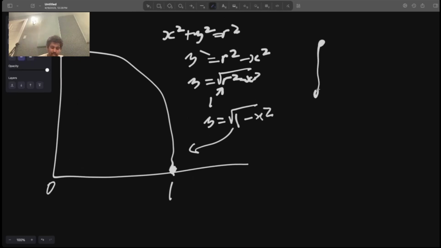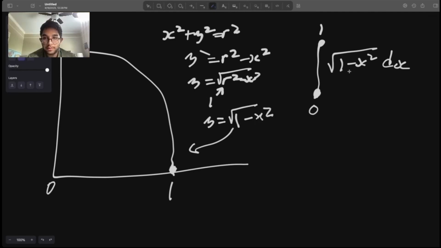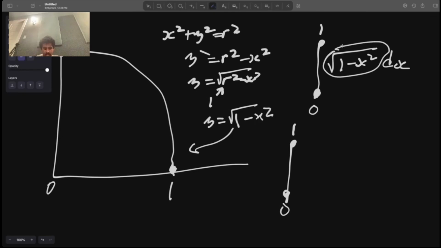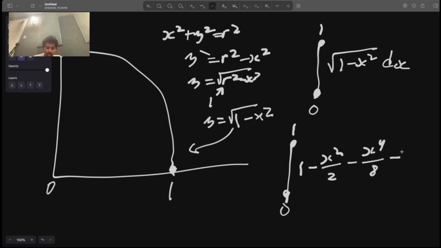So when we take the integral from 0 to 1 of root 1 minus x squared dx, all that would be, actually no, can you think of the antiderivative of the square root of 1 minus x squared? That would have to use the reverse chain rule, right? It's incredibly complicated. You can't, right? Fortunately, though, we can use the binomial distribution and get that this is equal to 1 minus x squared over 2 minus x to the 4th over 8 minus x to the 6th over 16.